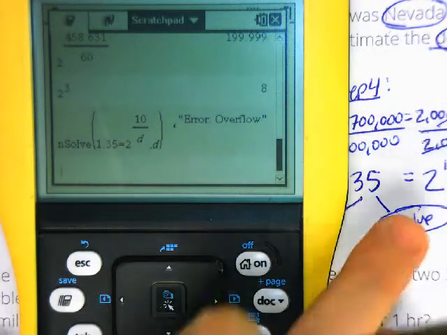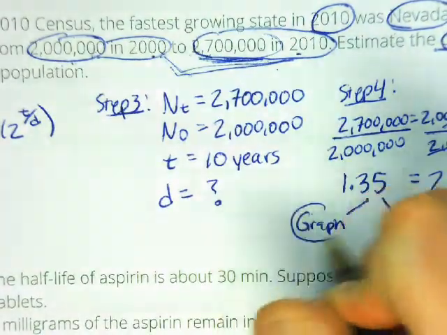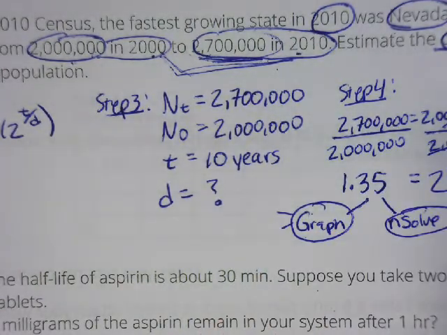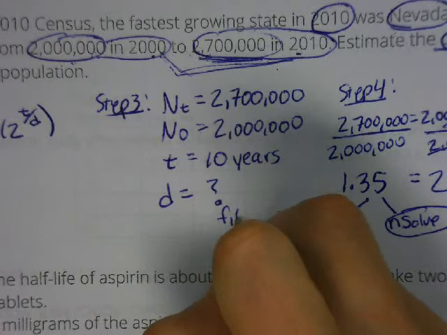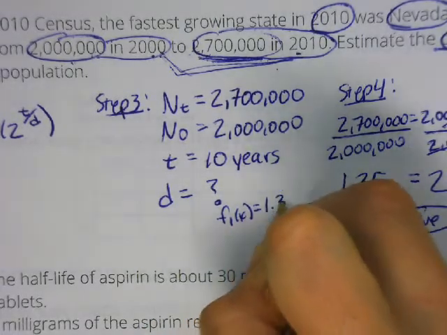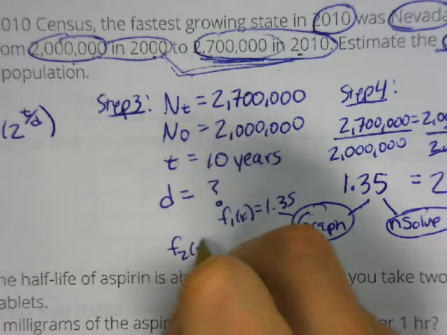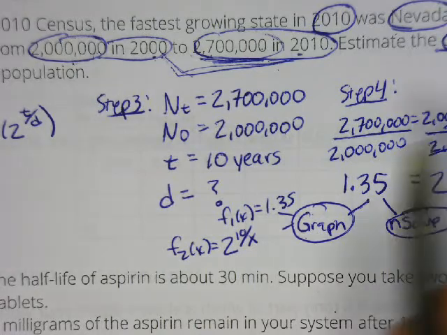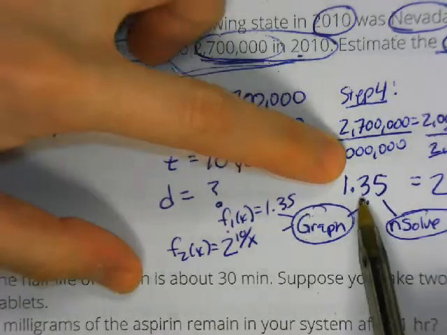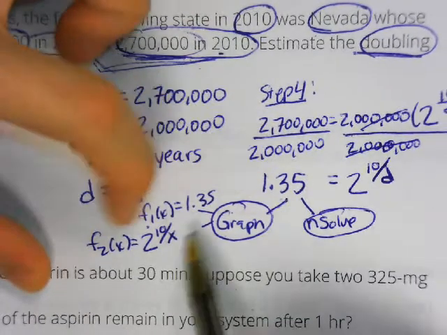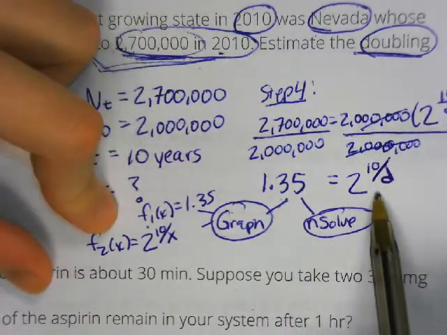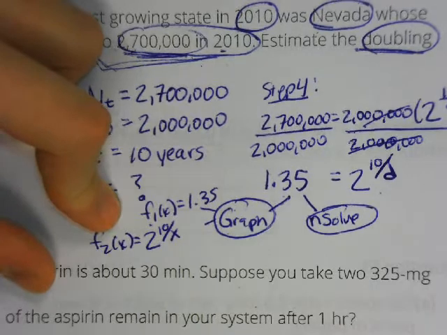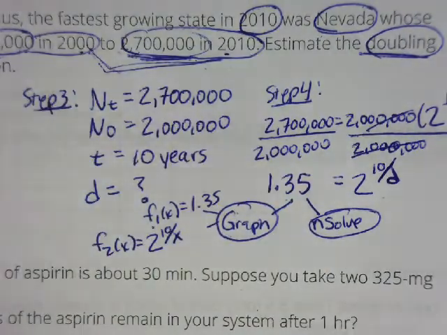All right. So that means we have to look at our other option, which is graphing. Before we graph, I want to identify my two functions that I'm graphing. I have f1 of x is equal to 1.35, and f2 of x is equal to 2 to the 10 divided by x. So all I did here was set my first function equal to one side of the equation, and my second function equal to the other side of the equation, but instead of my d, I changed it to x. That's the only thing that I changed there.